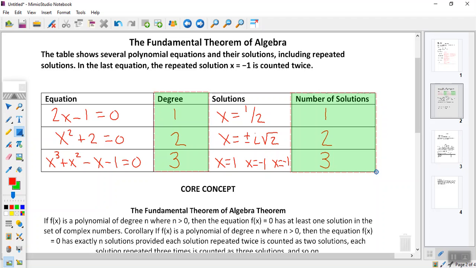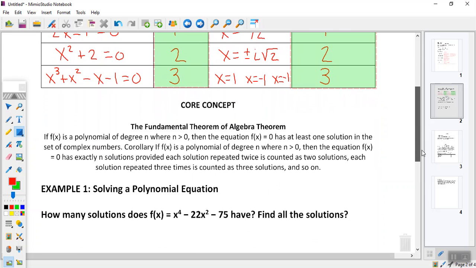Guys, I'm not really going to read this whole thing because this really says the following. If you have a degree of 2 in an equation, then your number of solutions is what? 2. I'm not going to read this because this pretty much says the same thing.